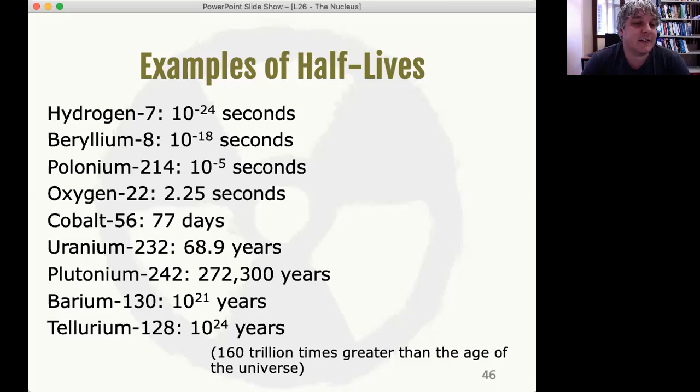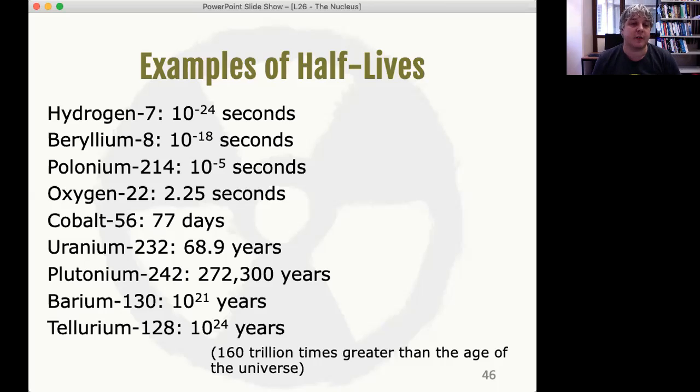Beryllium-8, 10 to the negative 18 seconds. Right? Actually, I can't remember if I said the hydrogen-7 decay time. Half-life is 10 to the negative 24 seconds. That's a 1 in the 24th decimal place. That's how many seconds it takes for a hydrogen-7 to decay on average. So half of them on average will decay in that time frame.